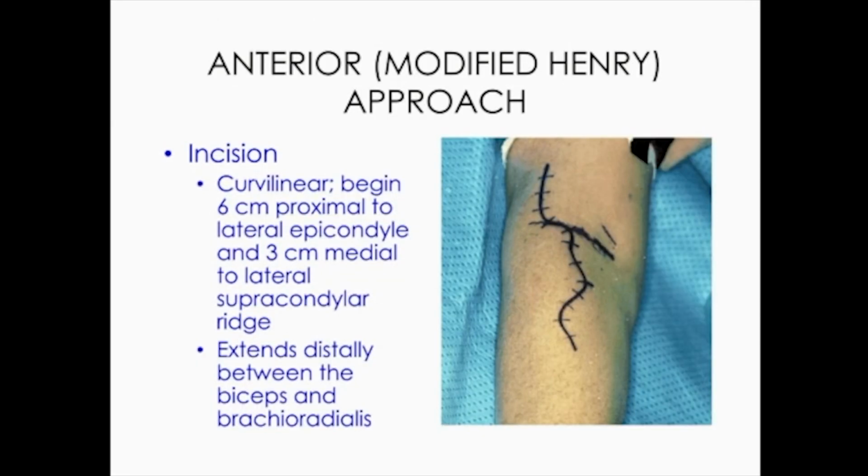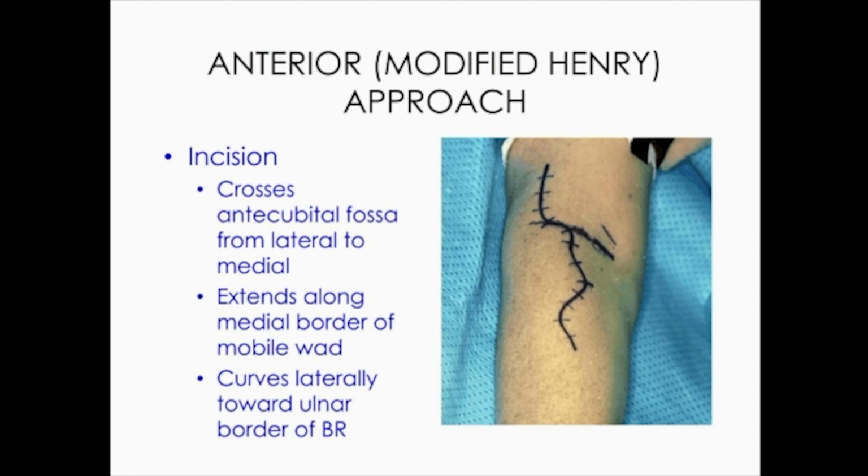So in the anterior approach, the incision is a curvilinear incision beginning approximately 6 centimeters proximal to the lateral epicondyle and 3 centimeters medial to the lateral supracondylar ridge. It extends distally between the biceps and brachioradialis. Then it crosses the antecubital fossa from lateral to medial, and it extends along the medial border of the mobile wad, and then curves laterally toward the ulnar border of the brachioradialis.